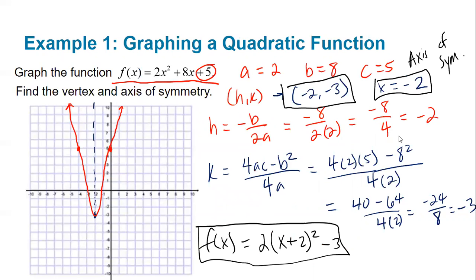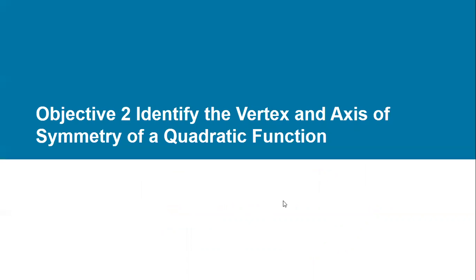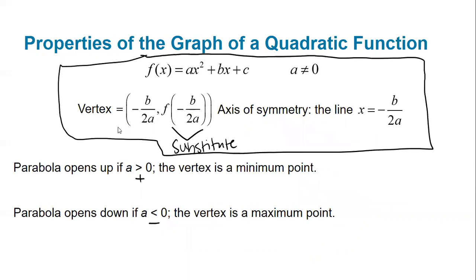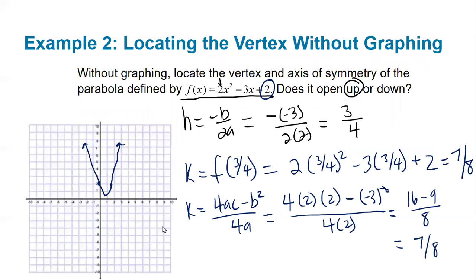So then we did an example of finding H and K using the vertex formula and then writing it in vertex form. Then we talked about vertex and axis of symmetry and how you also can use the vertex rule, such as substituting in once you find H, substituting in to find K, and the importance of your A. If A is positive, you have a happy parabola. If A is negative, you have a sad parabola.